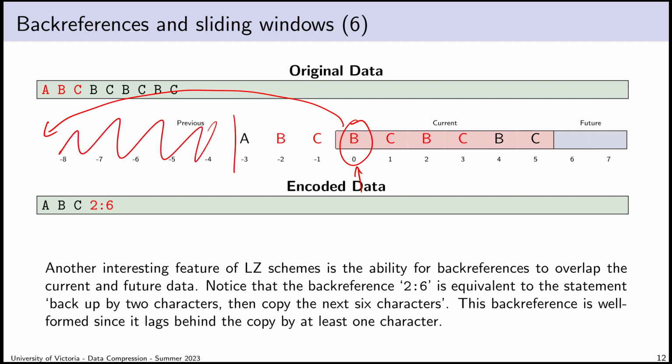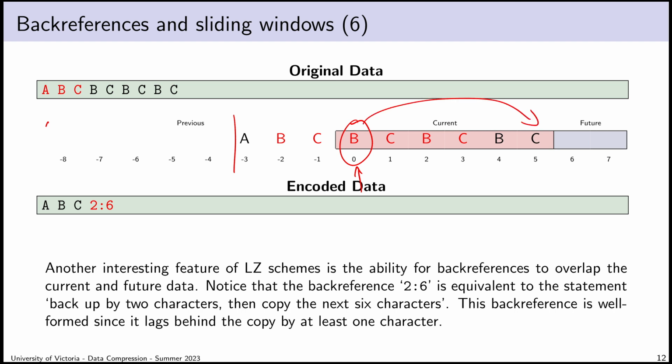I can't go back further than 8 characters if I have a window of size 8, but I also, of course, can't attempt to make a back reference that points into the future, because how would the decompressor understand go forward by 5 characters? The decompressor doesn't have any future characters. But as long as I go at least 1 character into the past, the back reference is valid. And that applies even if the back reference overlaps the future.